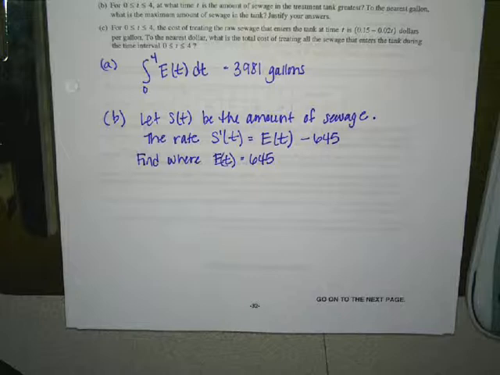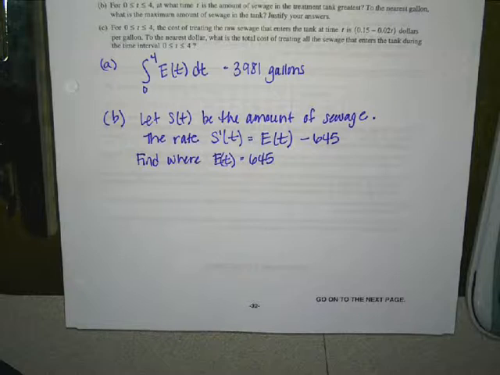Again, the reasoning behind this is you need to find the max, which we know to find the max you have to take the derivative and set it equal to 0. But the original function isn't E of t. The original function is S of t. And then the derivative of S of t, which is what we would have to set equal to 0, is the rate of the amount coming in minus the rate of the amount going out. And so where E of t is equal to 645, that is where my S prime will equal 0. Does that connect?